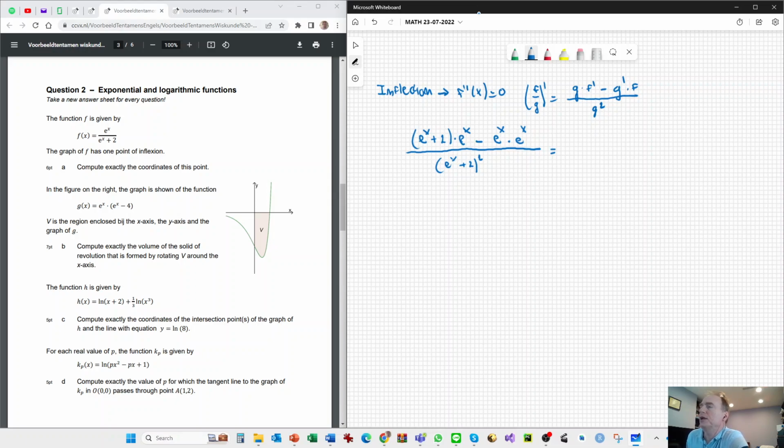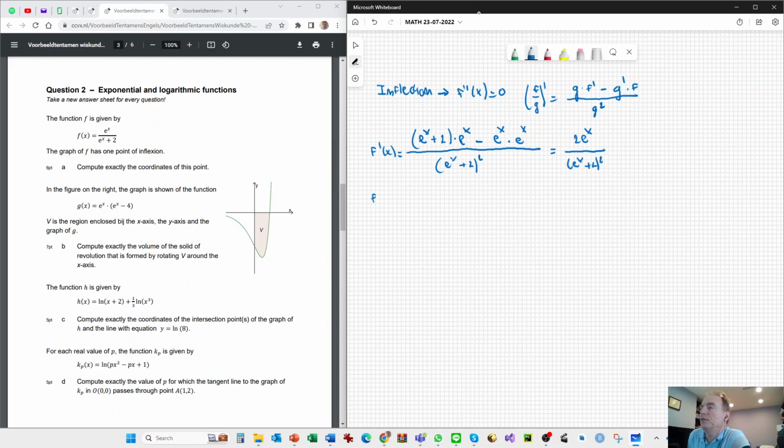This e to the power x times e to the power x actually drops against this. So it's just 2 times e to the power x divided by (e to the power x plus 2) squared. So that's our f prime of x.